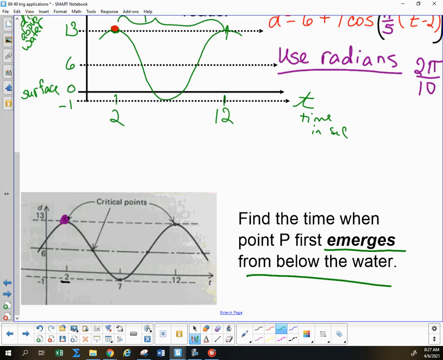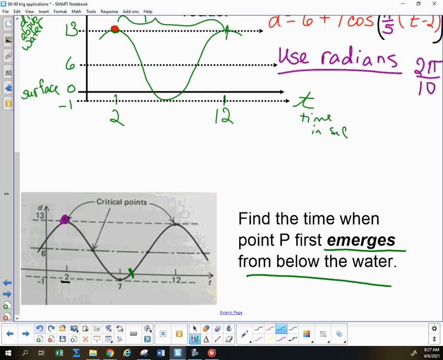What does the word emerge mean? So, see some people pointing like this. It's been underwater and it's coming up. So, would this point right here be where it's been below the water and it's coming up? No, that's where it's above the water and it's going down. So that one is not what we want. What we want is probably this point.